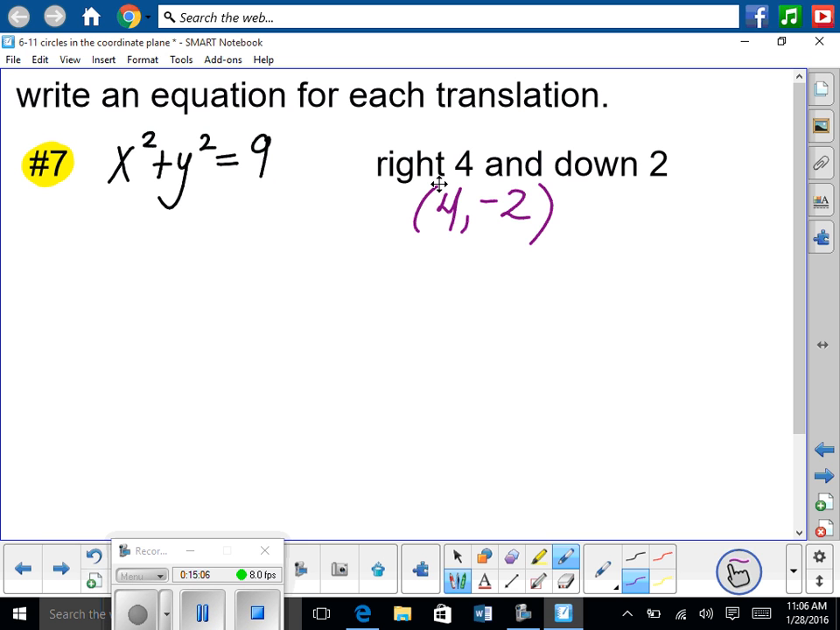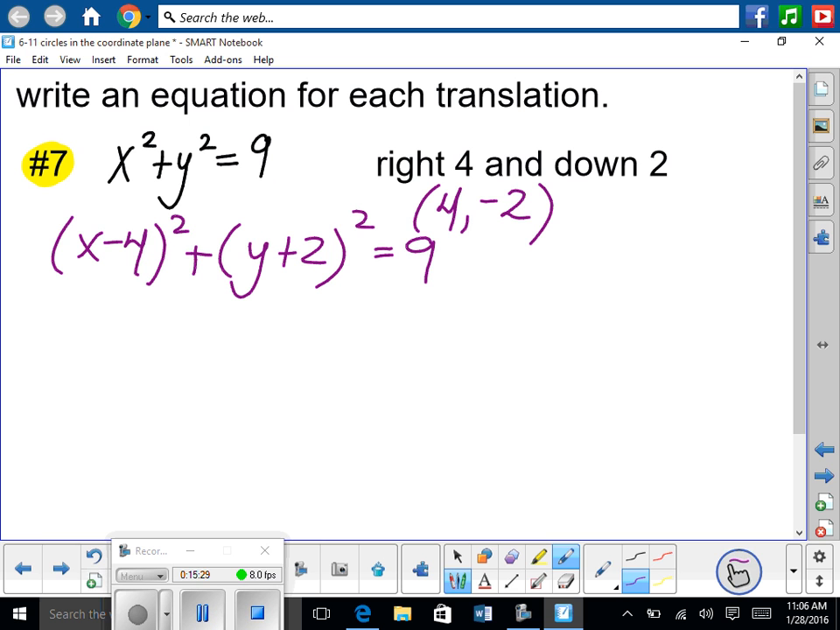Okay, so now I know the new center is at 4, negative 2. So I do the opposite with the shifting left and right. So with x, it'll be x minus 4 squared, right? Opposite, plus y minus 2, we went down 2, so it's going to be y plus 2 squared, and that's still equal to 9, because our radius was 3, and so it's still equal to 9. We just took the center of the circle and shifted it, right? So we're done. Yep. Okay.